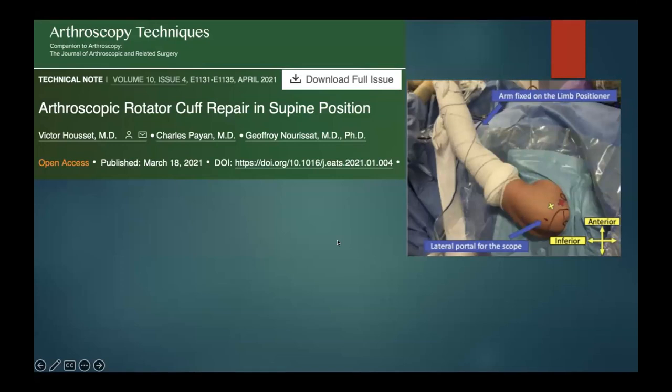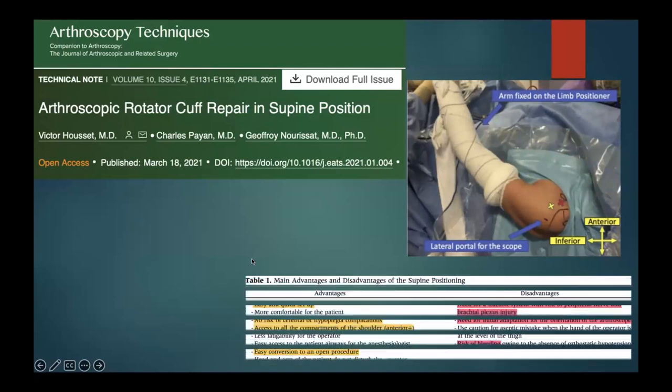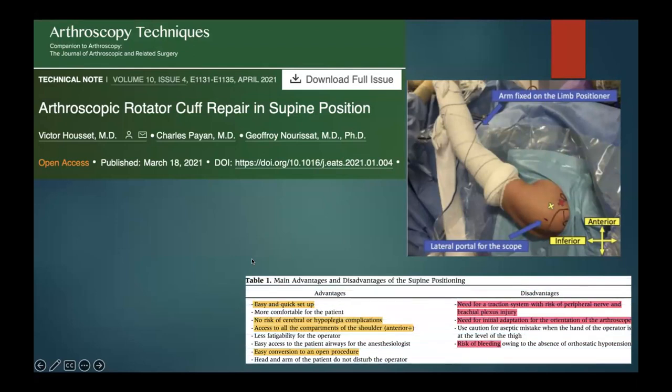An anterior portal, which is seen in the red cross, can be used as a waiting portal to prevent the entangling of the threads. For a massive rotator cuff tear, the surgery is initiated with the posterolateral portal, lateral to the classic soft spot incision commonly used. The main advantages of this supine position are easy and quick setup, no risk of cerebral complication, access to all compartments of the shoulder, and easy conversion into an open procedure.